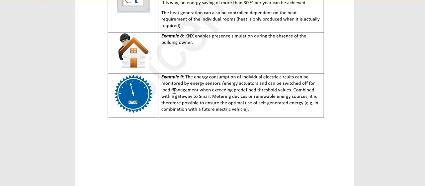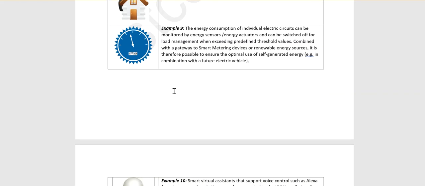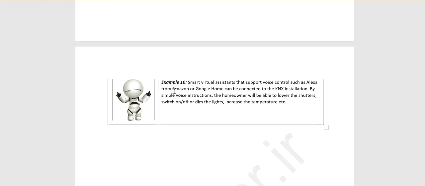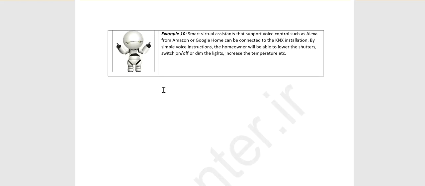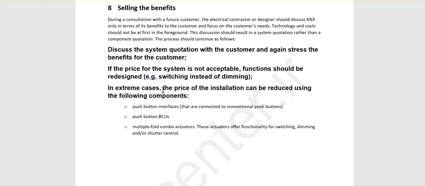Then you can equip each power socket in that dormitory with an energy meter, and if somebody uses more than a specific amount, you can disconnect it automatically. In this way you can reduce energy use. Of course, with KNX devices and some gateway, you can communicate with KNX through Alexa, Google Voice or Siri from Apple. Yeah, you can do that.